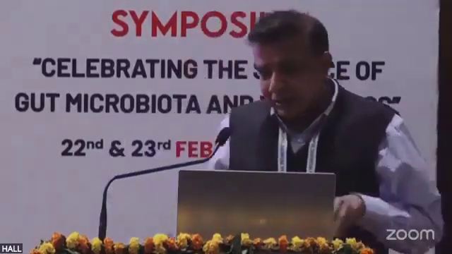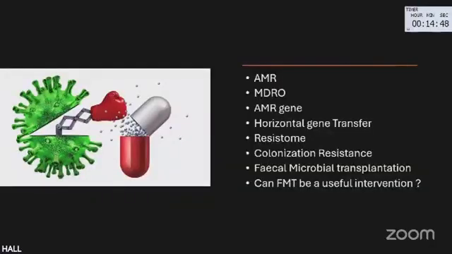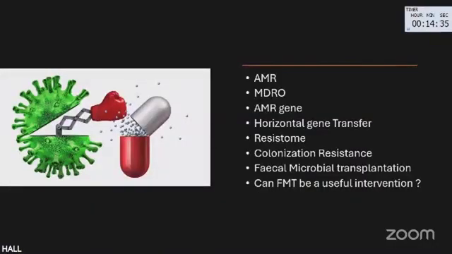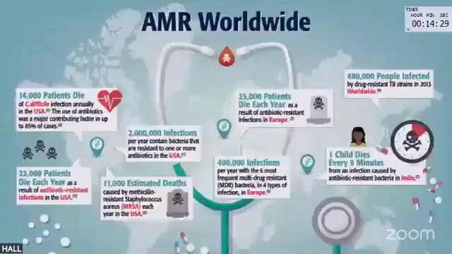I'm going to talk about antimicrobial resistance, but I thought it's a diverse audience out here. So I thought that I'll take you through some very basic terms: what is MDRO, what is AMR gene, what is horizontal gene transfer, what is resistome, how are they important, why is colonization resistance very important. So if it comes to fecal microbial transplantation, comes a major question: can FMT be a useful intervention in this kind of setting? Do we have definite data as yet or not?